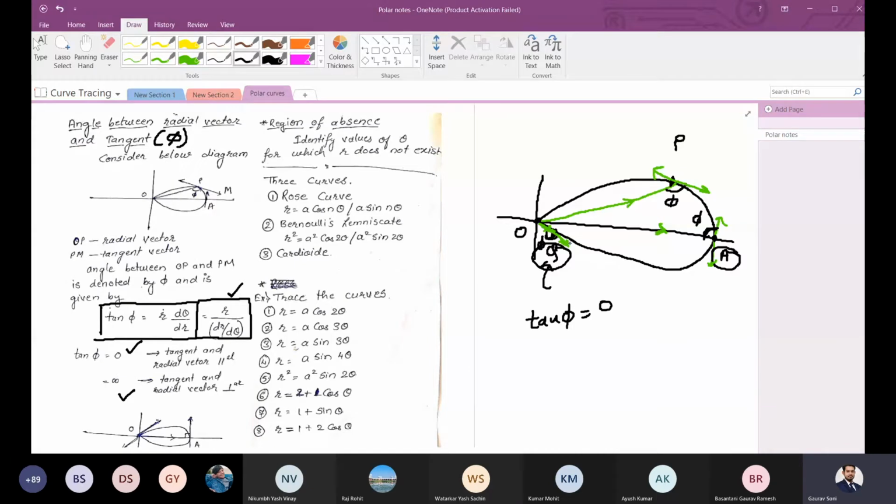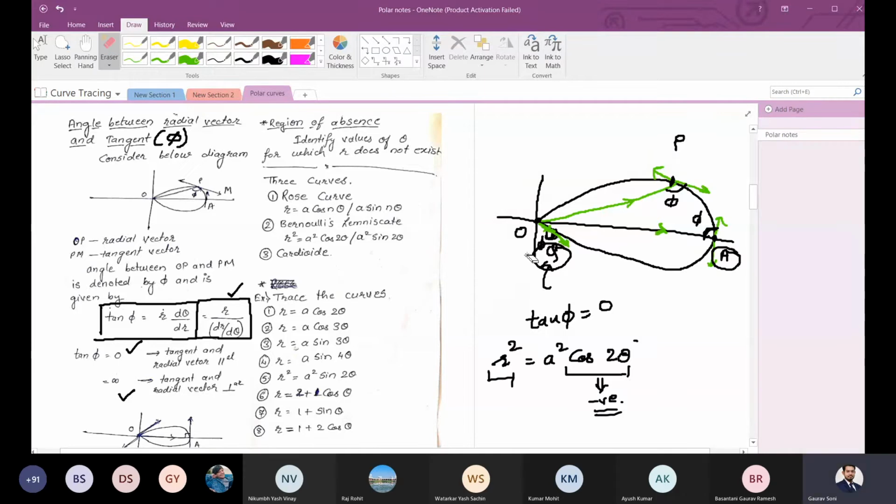The last and the very important one is the region of absence. In this case, the region of absence is a bit similar to what we have seen in Cartesian. For example, I have r square is equal to a square cos 2 theta. So we have r square, and if this cos becomes negative, then we will have region of absence. In a similar manner, just like we did for Cartesian, we are going to identify the region of absence in this case too.